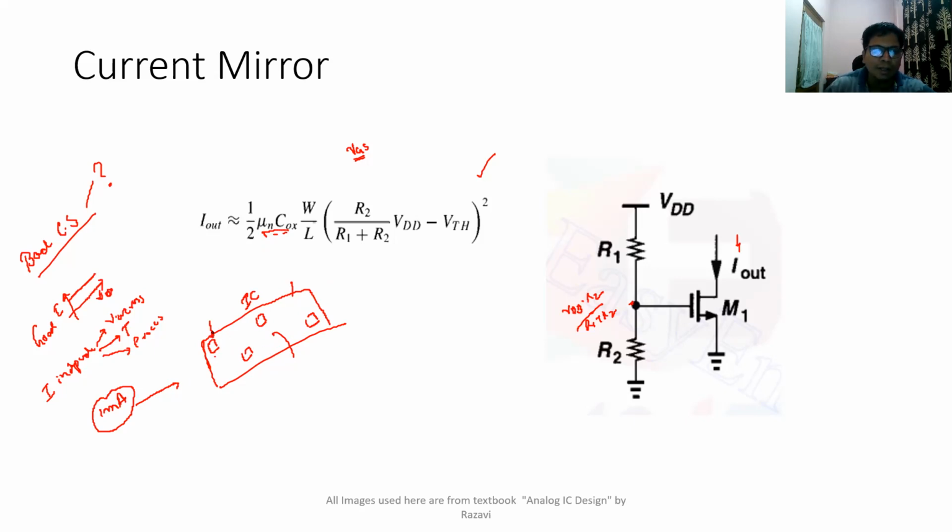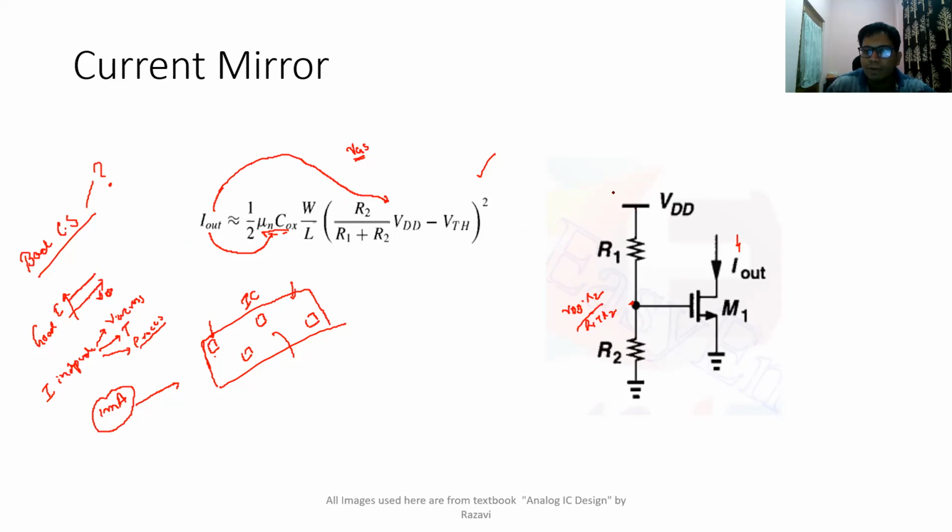Because of those variations, you can see this I out is depending on mu and Cox, which means it is depending on process. This I out is also depending on V naught. You can see it is R2 VDD into R2 by R1 plus R2.